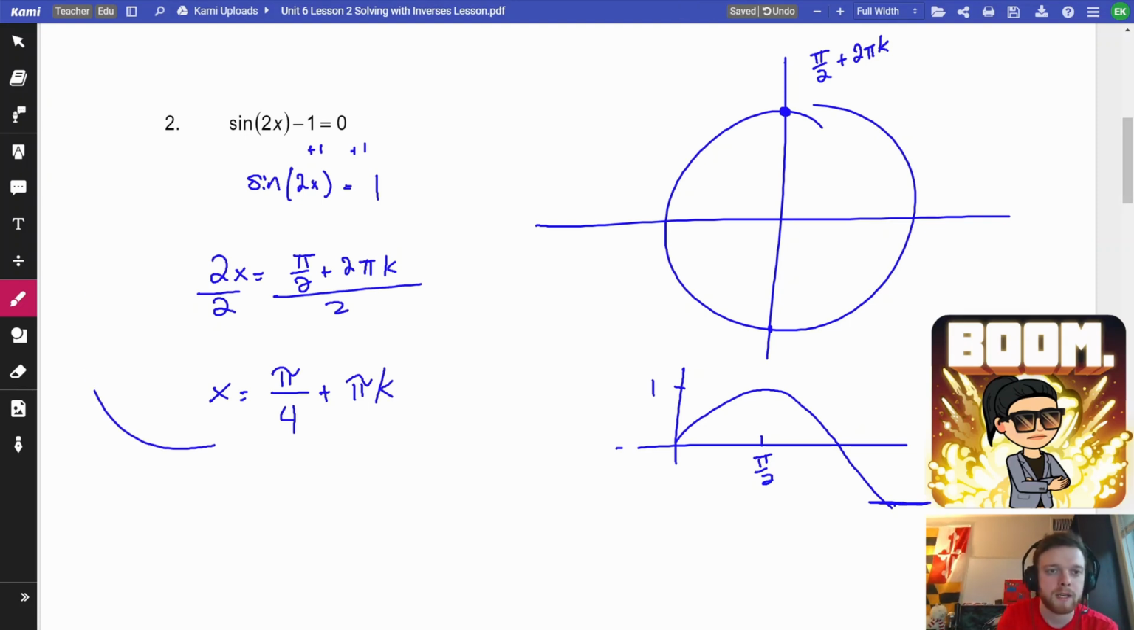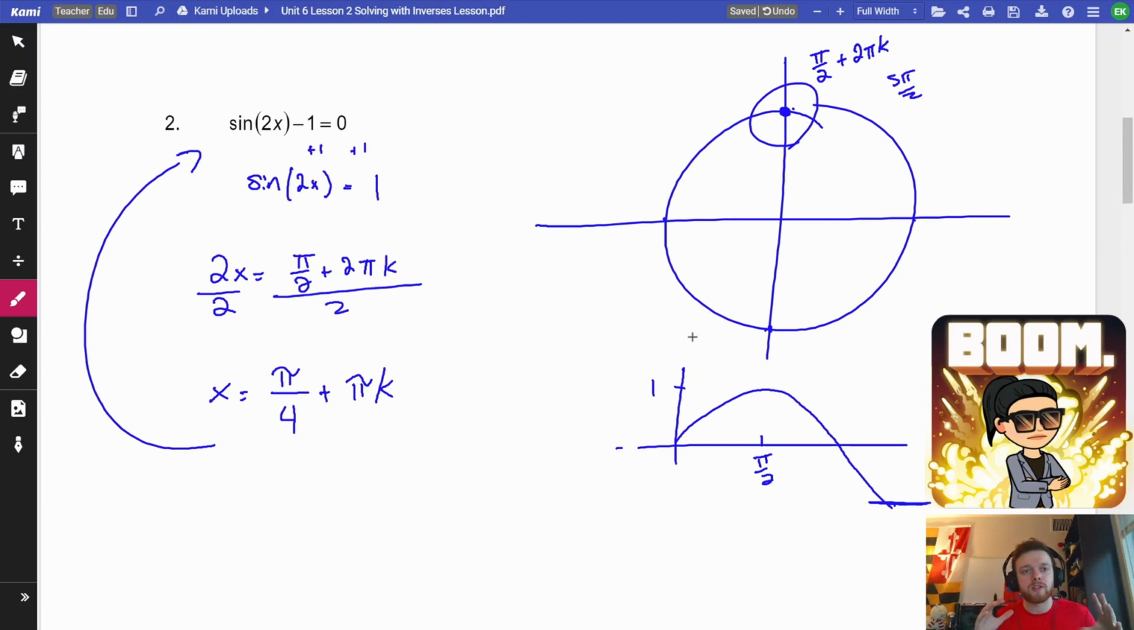Pi over 4, if you plug it back in, you're going to get sine of 2 times pi over 4, which is sine of pi over 2, which is 1. 1 minus 1 is 0. Perfect. And if I add pi, I'm going to get 5 pi over 4. 5 pi over 4 times 2 is 10 pi over 4. 10 pi over 4 simplifies to 5 pi over 2. 1 pi over 2, 2 pi over 2, 3 pi over 2, 4 pi over 2, 5 pi over 2. That's equal to 1. 1 minus 1 is 0. We have found all the answers.